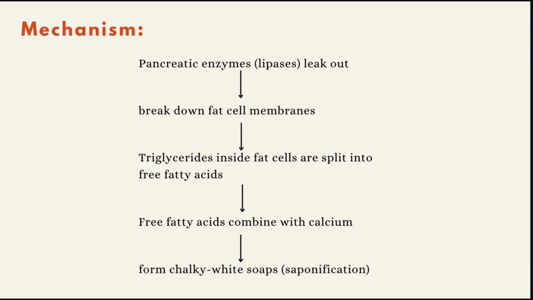Let's understand how this happens. As I mentioned, it happens in acute pancreatitis. Usually when acute pancreatitis is there, the pancreatic enzymes like lipases leak out, and this breaks down the fat cell membranes. Triglycerides inside of the fat cells are split into free fatty acids, which eventually combine with calcium, forming chalky white soaps. This is called saponification.